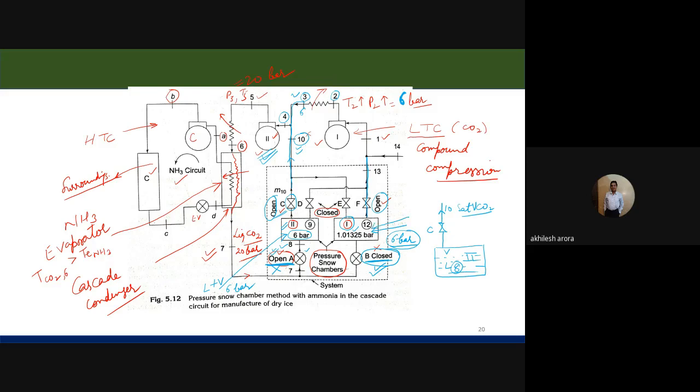उसको तो हमने बाहर निकाल लिया। नेचुरली है कि there has to be some door which we can open and we can take out the solid carbon dioxide. Or there has to be some method by which we can take out the solid carbon dioxide, which is not shown here in the diagram. And simultaneously, what more is not shown here in the diagram is how the pressure in snow chamber 1 reduces from 6 bar to 1 bar actually. So it is not clear here also.